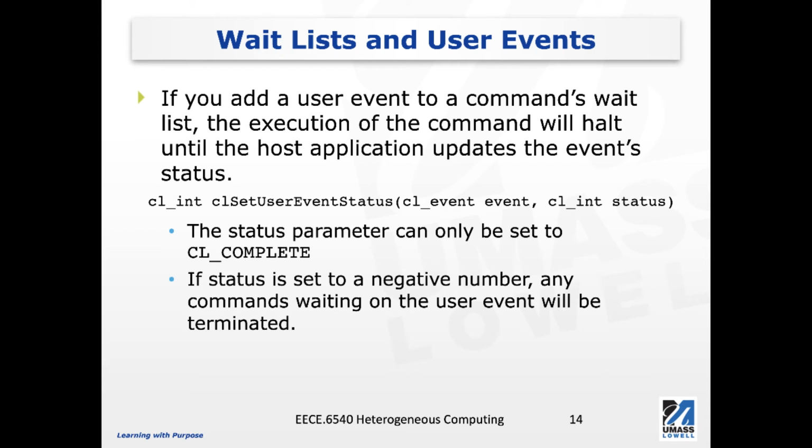If you add a user event to a command's waitlist, the execution of the command will halt until the host application updates that user event's status. And to do that, we use CL set user event status. And it takes the event as the first argument, then the status to change the event to as the second argument. And the second argument can, in fact, only be set to CL complete. If the status is set to a negative number other than CL complete, then all the commands waiting on the user event will be terminated.